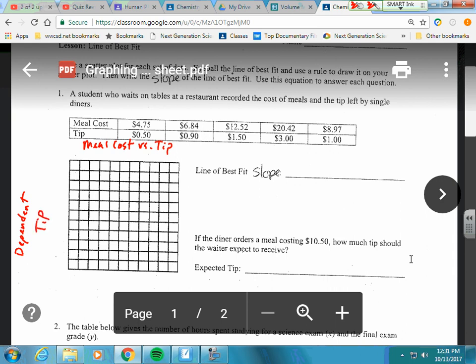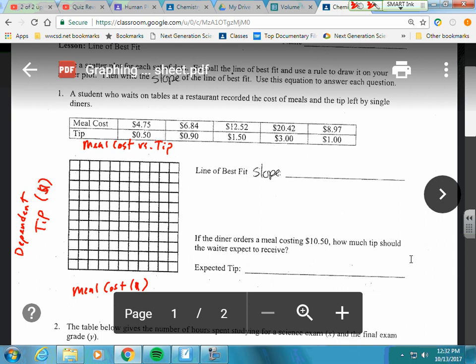Now, it's not just about labeling the axis. We also want to make sure that we include units, and what we do is put those in parentheses next to the title of the axis. So I could write tip, and my numbers are going to be in dollars, or maybe I just put a dollar sign, whatever. So that's the y-axis, which means meal cost must be the x-axis, and that's also in dollars. That's a dollar sign, hard to tell.